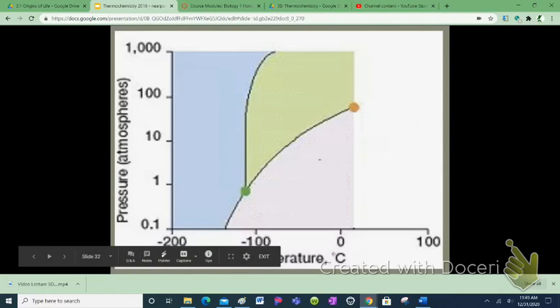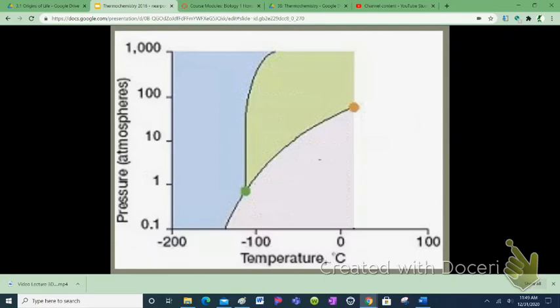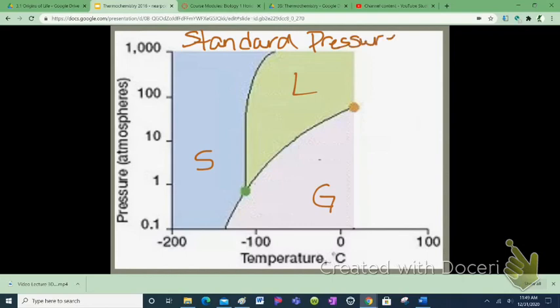Here is another phase diagram. Again, the coldest part, we're going to call that the solid. The warmest part, we're going to call that the gas, and then we're going to call that a liquid. But here we actually have numbers more so with our temperature and pressure. So let's say standard pressure. Standard pressure, we should know by heart, is 1 atmosphere. So at standard pressure, I want to know what the boiling and the freezing point is.